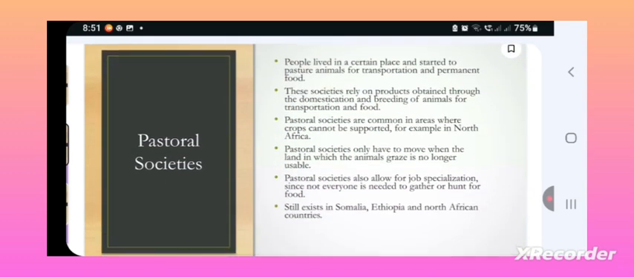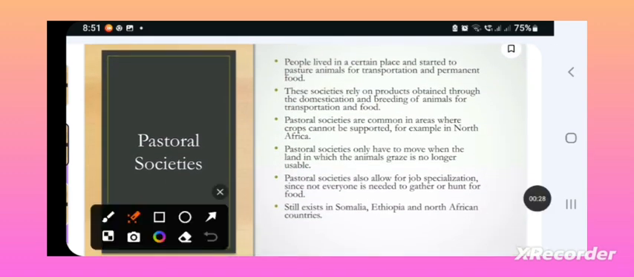Pastoral society: people lived in a certain place and started to pasture animals for transportation and permanent food. These societies rely on products obtained through the domestication and breeding of animals. They still exist in Somalia, Ethiopia, and North American countries.